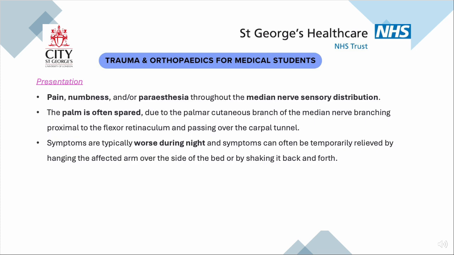So the presentation is fairly classic: pain, numbness, and or paresthesia in the median nerve sensory distribution. The palm is often spared, but it is typically the index finger, possibly the middle finger, and to an extent the ulnar side of the thumb. Symptoms are typically worse at night, and often the patients will wake up, hang the arm over the end of the bed or give it a shake to make them settle down.